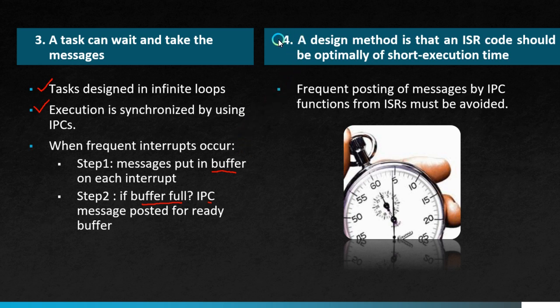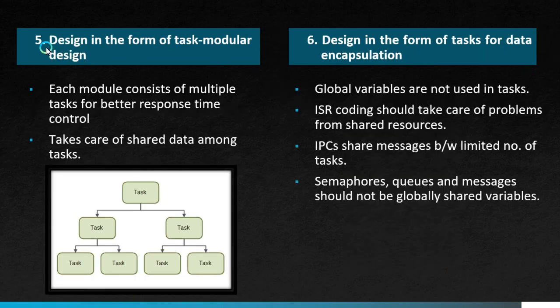The fourth design principle is that an ISR code should optimally be of short execution time. We know that this topic was discussed earlier under the first design principle, where it was mentioned that an ISR code should be of short execution time. Also, the frequent posting of the messages by the inter-process communication or IPC functions from the interrupt service routines must be avoided. The fifth design principle is design in the form of task modular design.